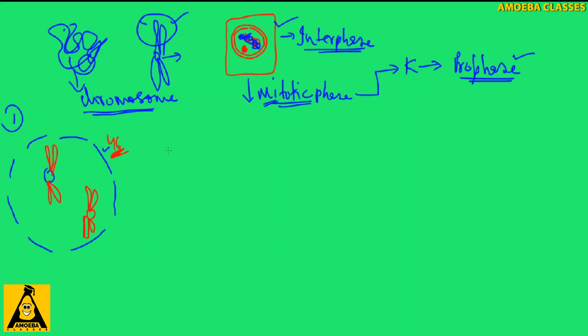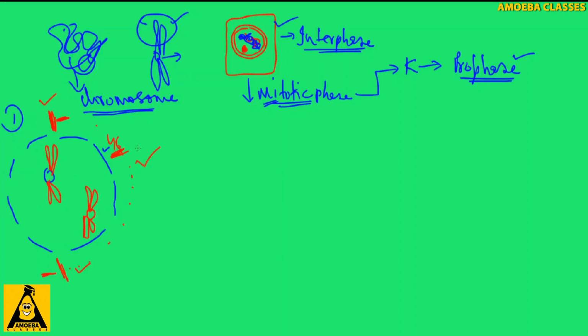Got it? Now, as we know that in the interphase, the centriole also divides. So what will happen? The centrosome consists of a pair of centrioles. So the centrioles start to move in opposite directions. That means one centriole will be at one pole and another will be at the opposite pole. That means the centrioles have moved to the opposite ends, and these chromosomes are scattered inside the nucleus, that is in the nucleoplasm.